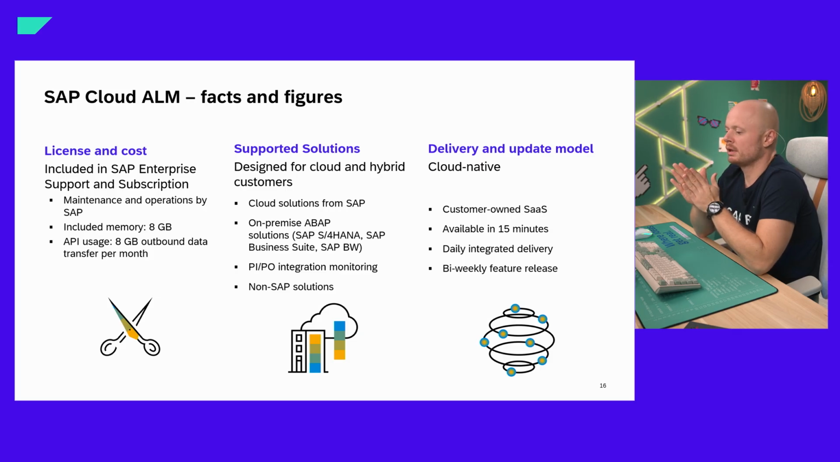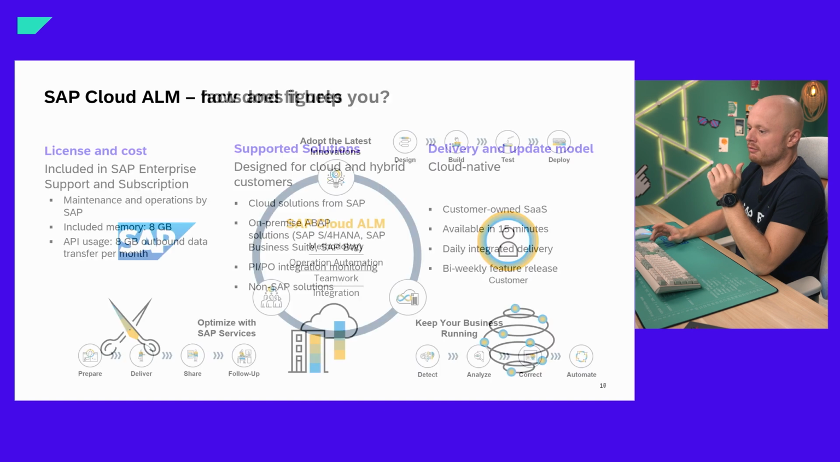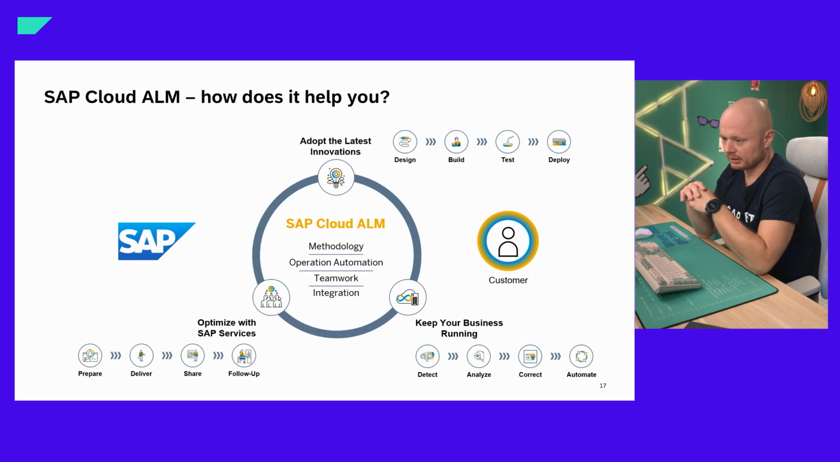It's included in the SAP Enterprise support and subscription. The supported solutions are independent of whether you are a cloud-centric customer, whether you have a hybrid solution, or whether you have an on-premise landscape. It's supporting all of them. And it's cloud native, as the third piece of information. When you request Cloud ALM, the tenant will be available within 15 minutes. And we ship new features every 2 weeks. So we are also making a lot of new developments and new functionalities.